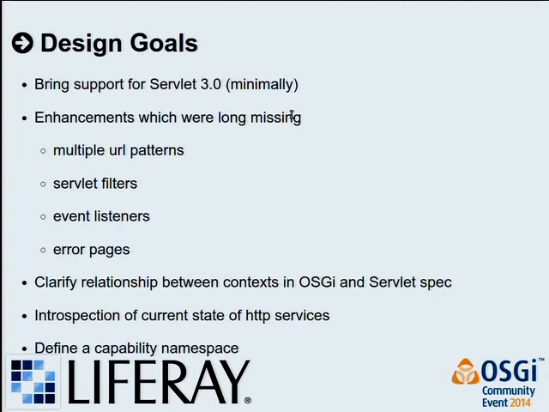We wanted to clarify some relationships in the context that joins these objects together. On the servlet spec side, that's the servlet context, and on the OSGi HTTP service side, we had this HTTP context object, and sometimes it wasn't very clear how those two mapped to each other, and there was a conflict of how that was defined. So we wanted to clarify that.